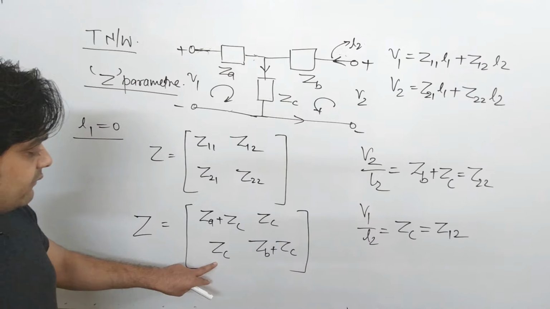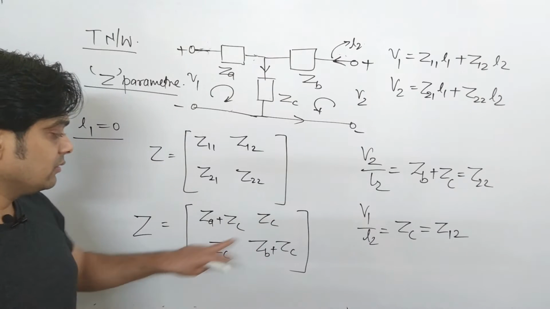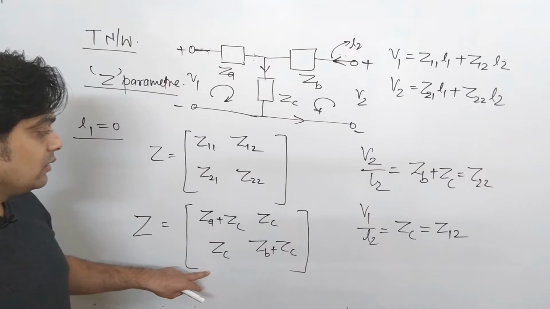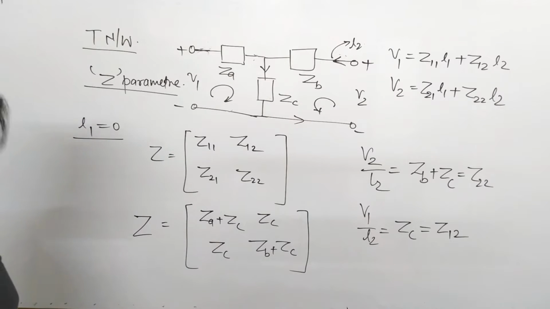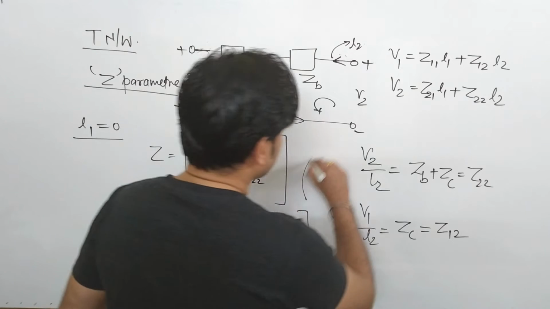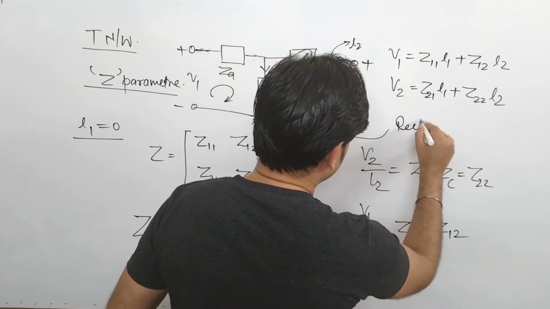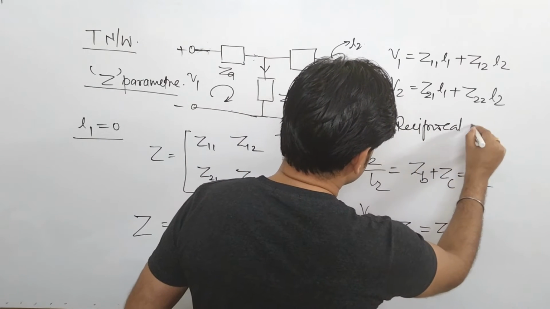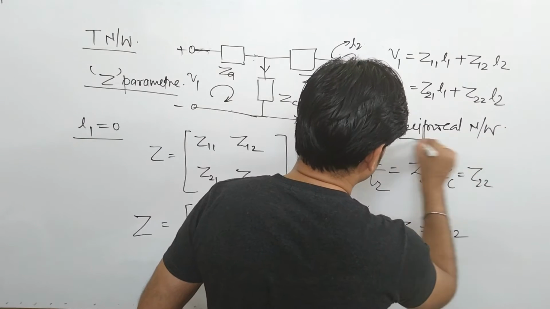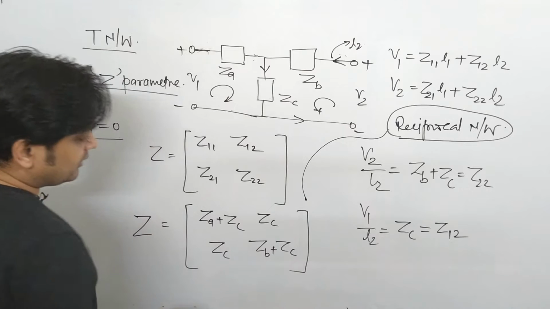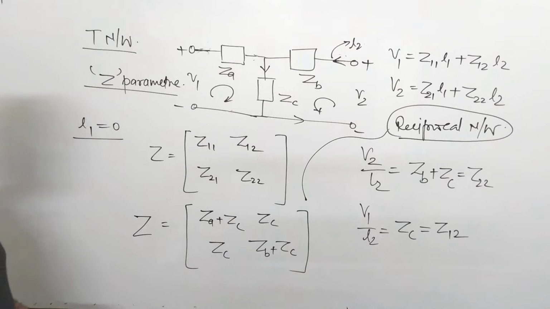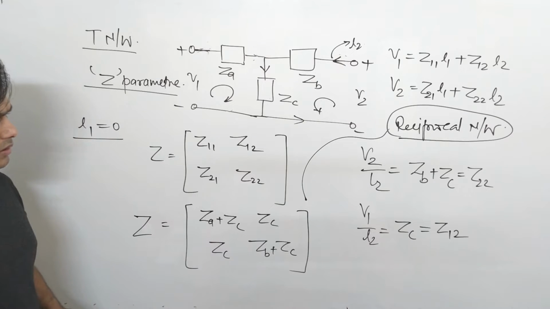Why? Because Z12 and Z21 are equal. Both the impedances are equal. So this is a reciprocal network. I should write it here as a reciprocal network. Since Z11 and Z22 are not equal, it is not symmetrical in nature, but yes, the network is reciprocal in nature. So this is about the Z parameter of a T network.